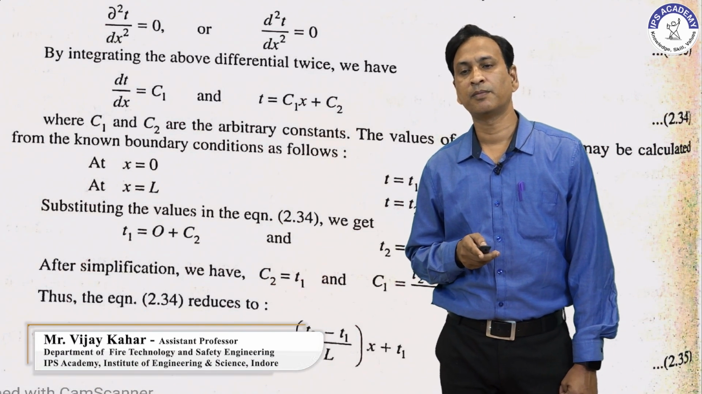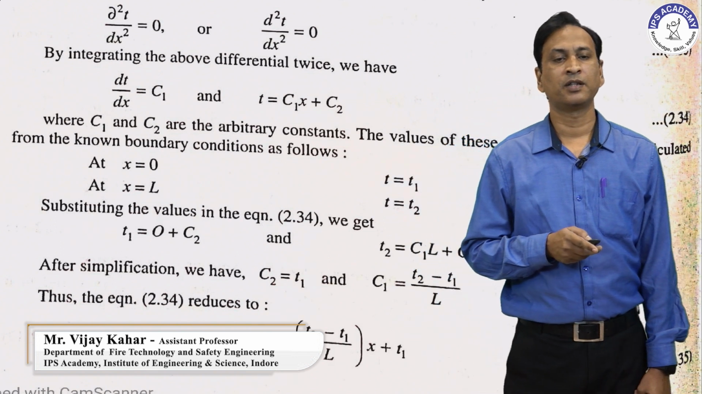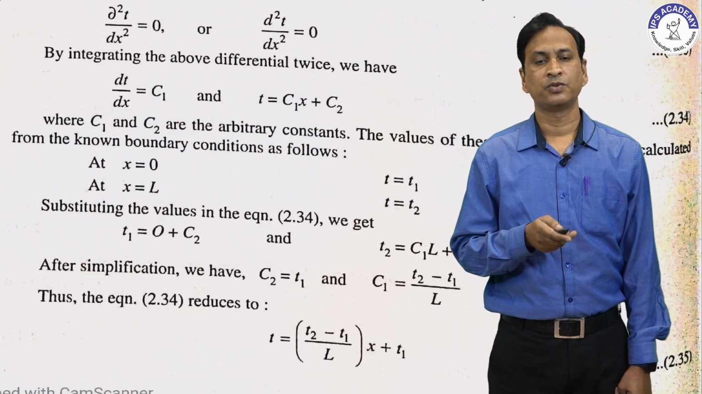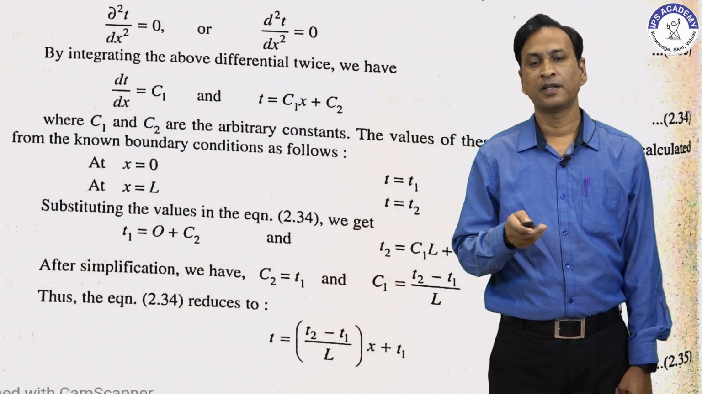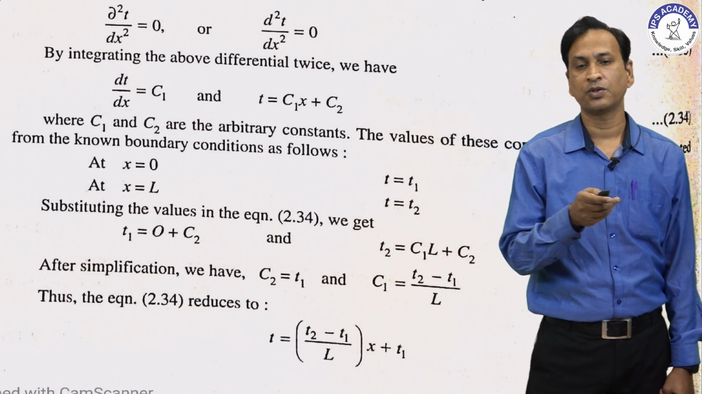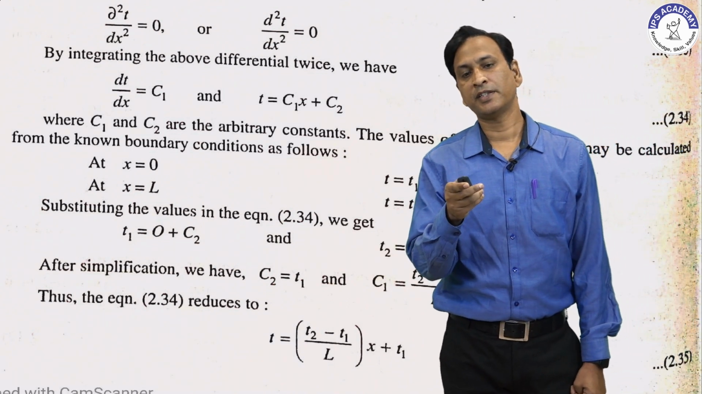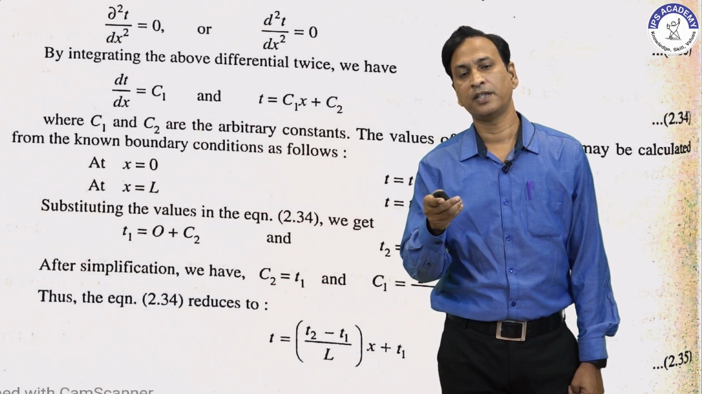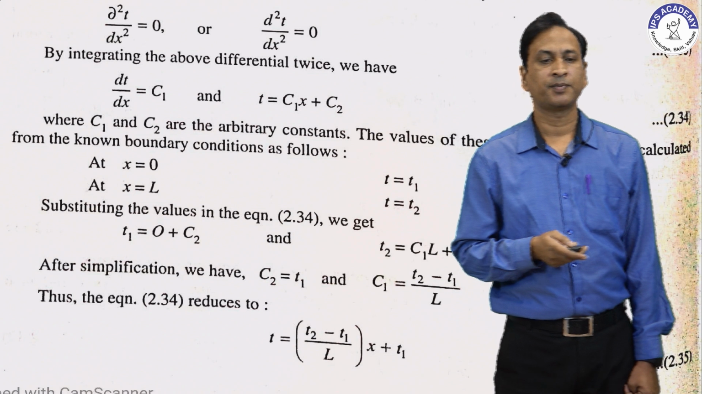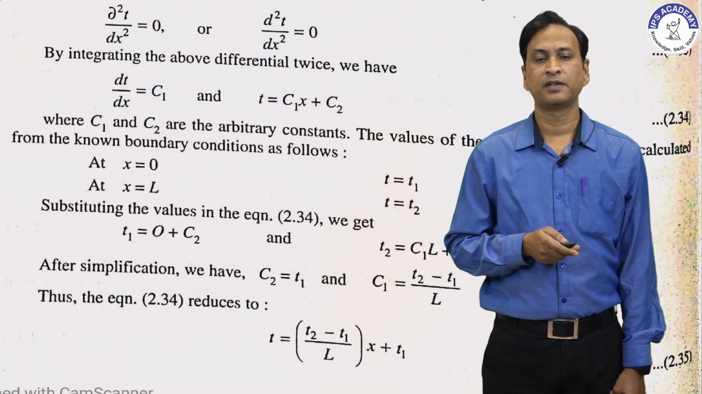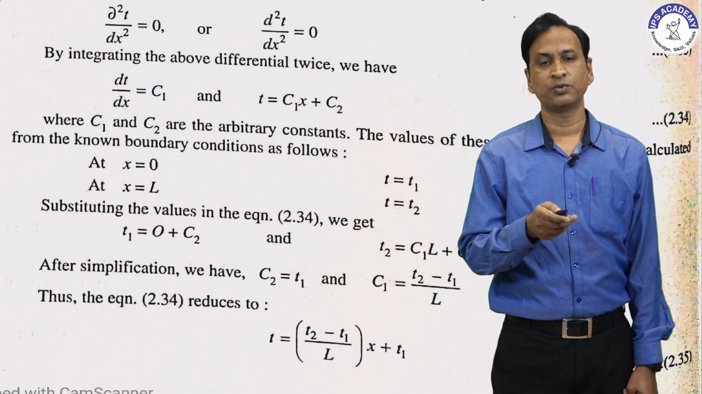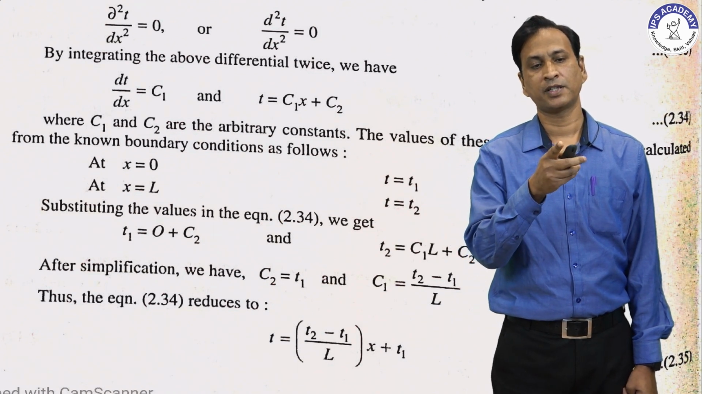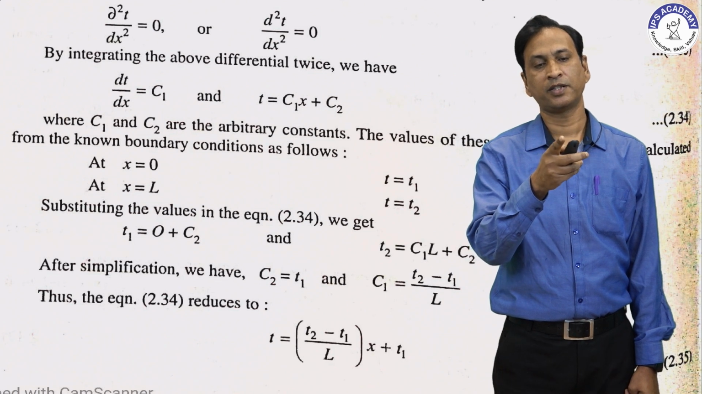The values of these constants can be calculated from the known boundary conditions as follows, at x equal to 0 and x equal to L. At x equal to 0, the temperature T is equal to T1, and at x equal to L, the temperature T is equal to T2. Substituting the values in equation 2.34 at x equal to 0, we get T1 equal to C1 into 0 plus C2.